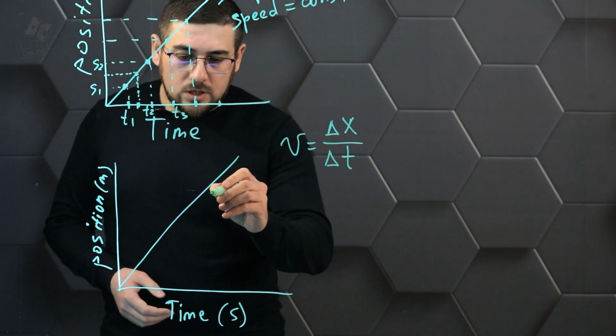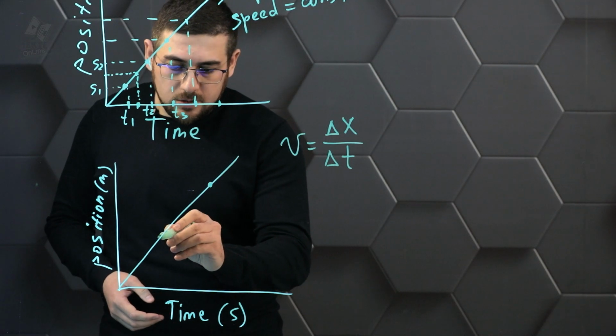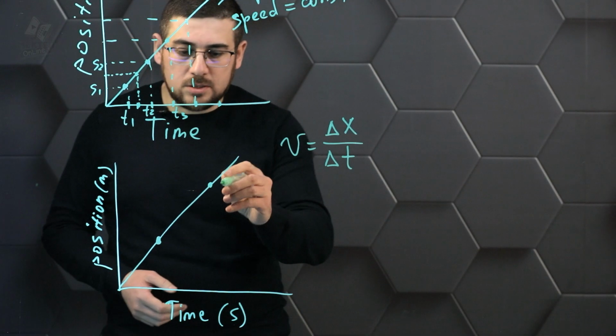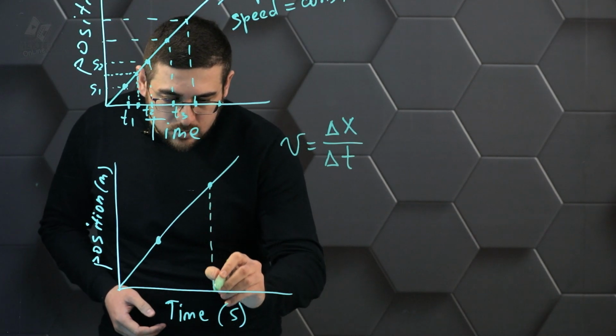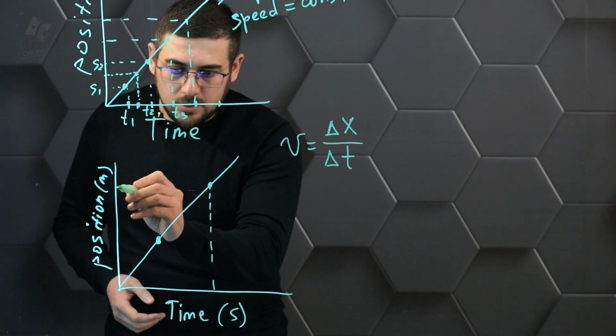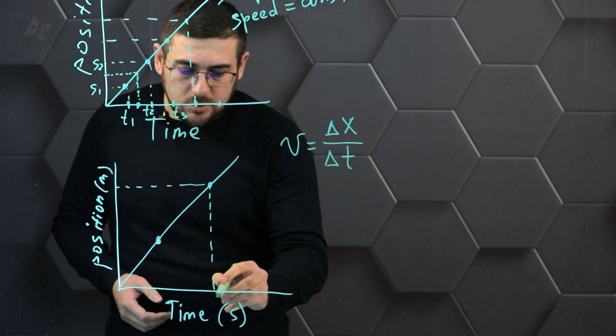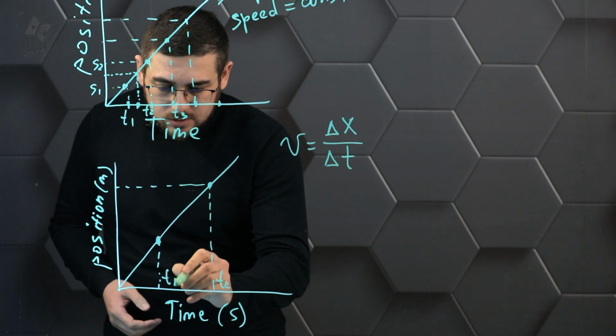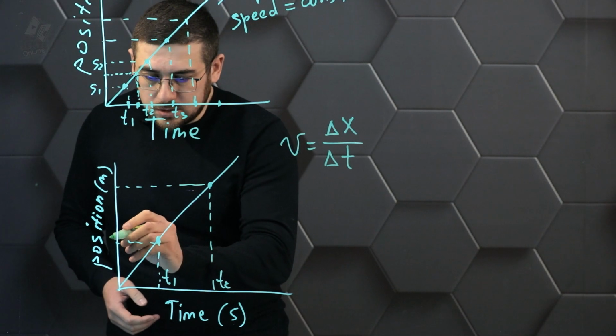In order to understand how much the body has moved for a given time, let us mark 2 points on the graph arbitrarily. And now accordingly we will show that this point had some coordinate at a moment of time, let us say t2. Here accordingly it is the moment of time t1. Here it is with coordinate x1, and here it is x2.